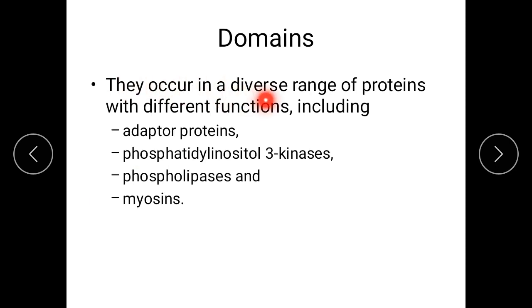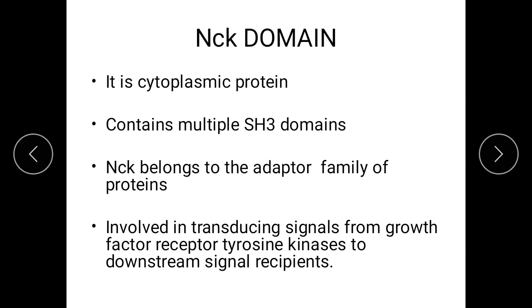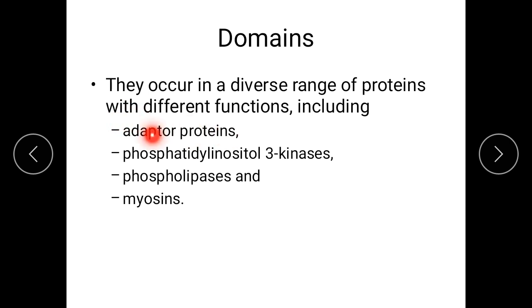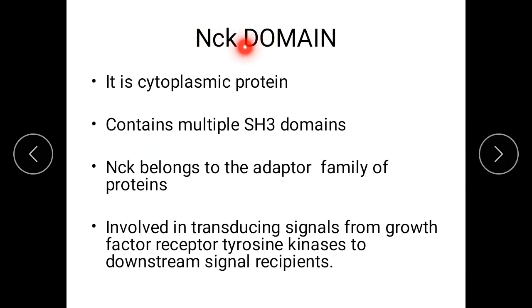So domains occur in a diverse range of proteins with different functions. Domains may act as adapter proteins, may act as phosphatidylcholine binders, and may be helpful for phospholipase or for myosins. Some examples we are going to study. Nck is a cytoplasmic protein which contains multiple SH3 domains. Nck belongs to the adapter family of proteins. So we are discussing adapter proteins, and this is the example for this.